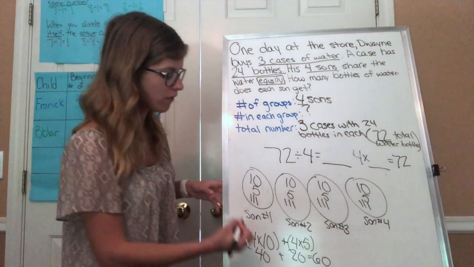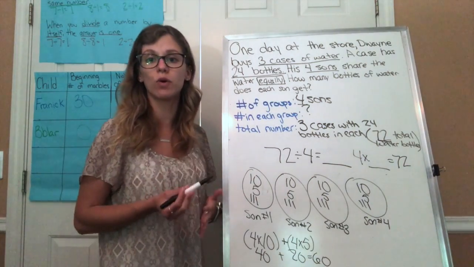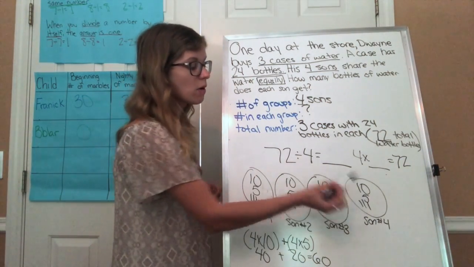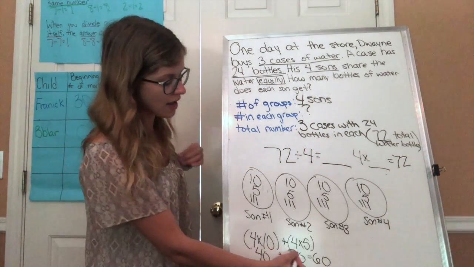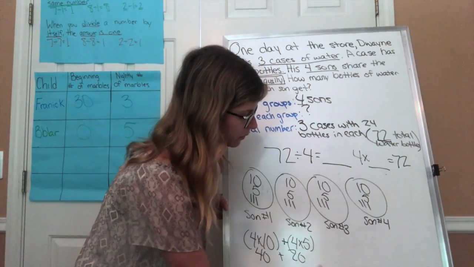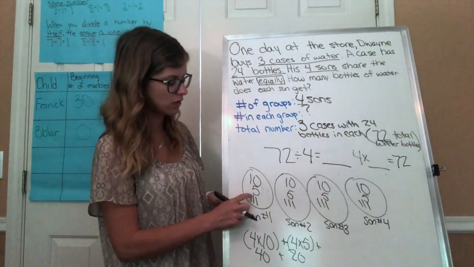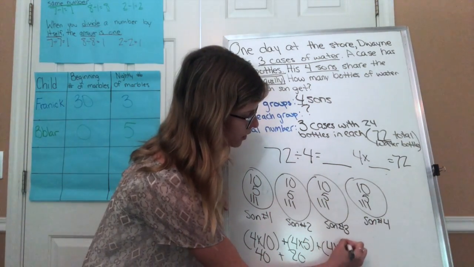What I did is I first did 4 times 10, because I know I can count by tens to get to 40. Then I did times 5, 4 times. That way I got to 60. And then I dealt out 3 in each group. So then I did 4 times 3.